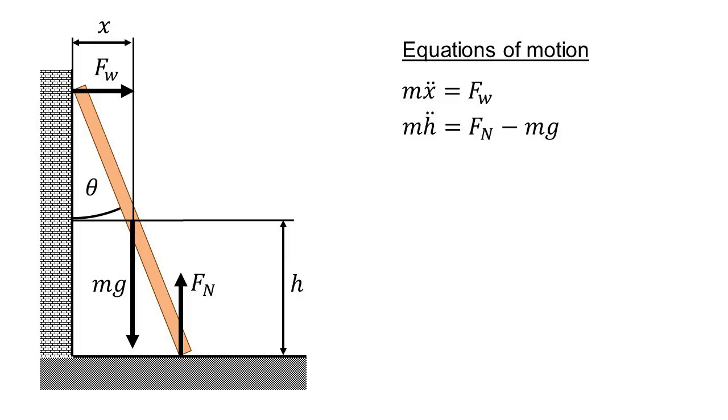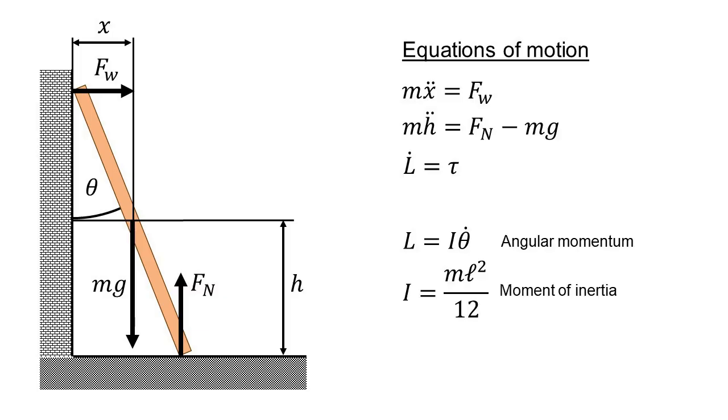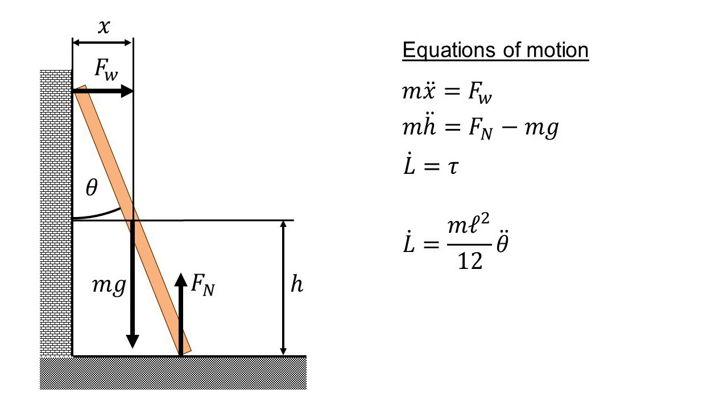We also need to take into account the rotational motion of the ladder, which is given by this equation. The time derivative of angular momentum equals the torque. The angular momentum is given by the moment of inertia I times theta dot. Since this ladder has uniform density, the moment of inertia around the center of mass, its midpoint, is mass times the length of the ladder L squared divided by 12. So the time derivative of the angular momentum is m L squared over 12 times theta double dot.